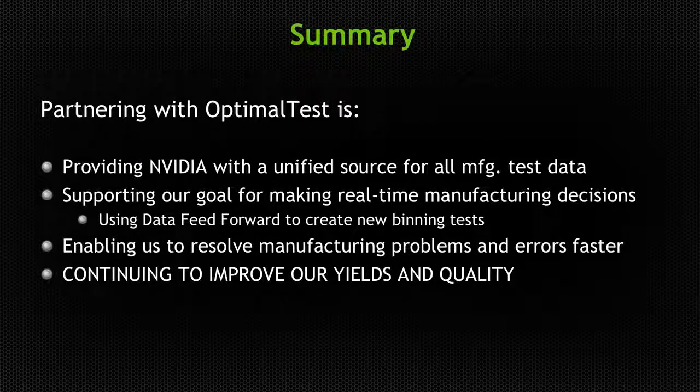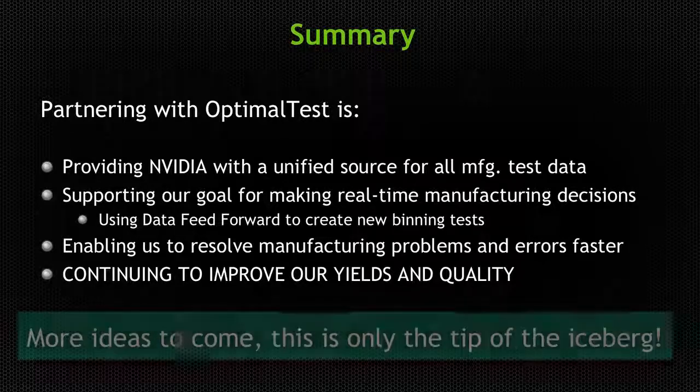So in conclusion, partnering with OptimalTest is providing Nvidia with a unified source for all of our manufacturing test operation data. And it's supporting our goal of making real-time manufacturing decisions. And it's also enabling us to resolve manufacturing problems and catch errors much faster. And it's basically allowing us to continue to improve our yields and to improve the quality of the product.